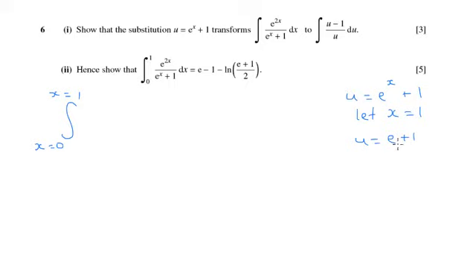That's all we need to write there. We don't need to work that out as a number. In fact, we don't want to write it as a number because this is an exact answer. And when x is 0, we're going to have that u equals e to the 0 plus 1, and e to the 0 is 1, so that's going to be 2. So our new bounds are that u equals 2 and that u equals e plus 1.